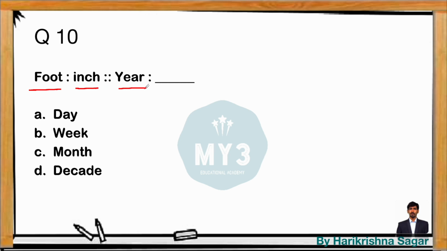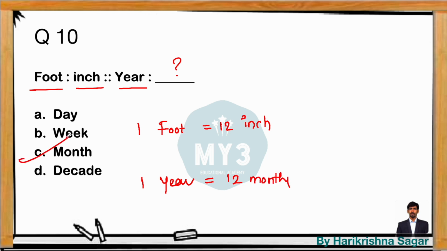Foot, inch, year, month. What is the relationship between foot and inch? One foot is equal to 12 inches. In a similar way, one year is equal to 12 months. That is the reason year should match with months. Mark the answer C.